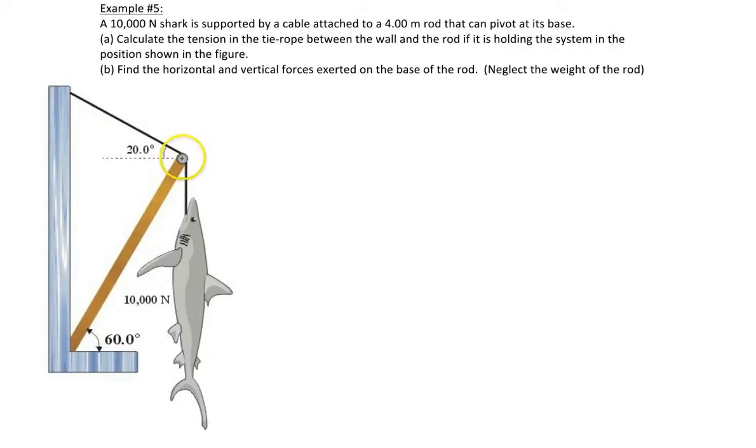So we have the shark that's pulling downwards here. I'm going to label that force as F sub S for the force of the shark, and that's 10,000 newtons. We have the tie rope that is pulling up here. I'm going to label that as F sub T. And then down here at the base of the rod, I'm just going to label two forces that will represent that one single force. This is the vertical component, and this is the horizontal component. I'm just going to label that as F sub Y and over here as F sub X.